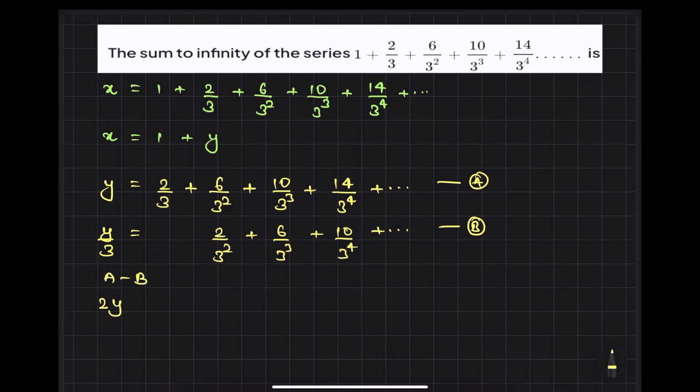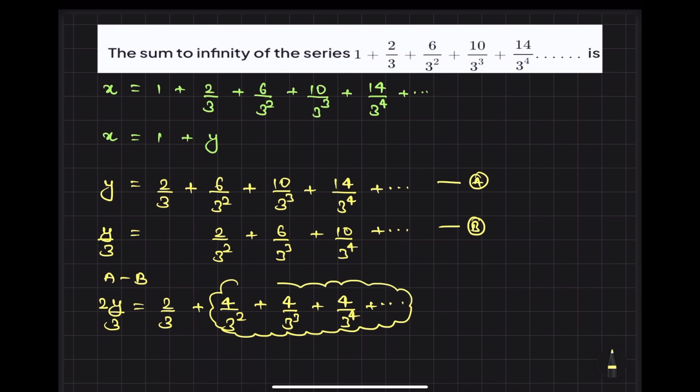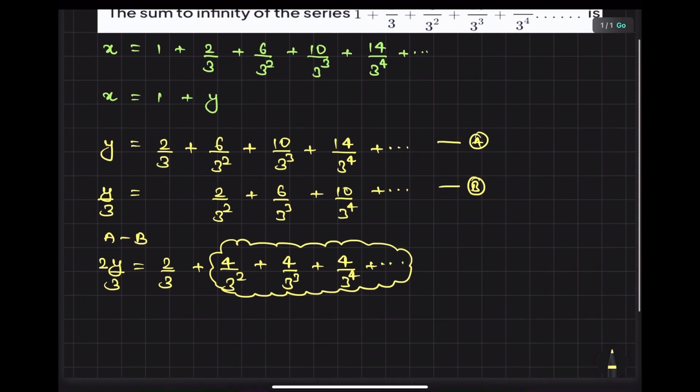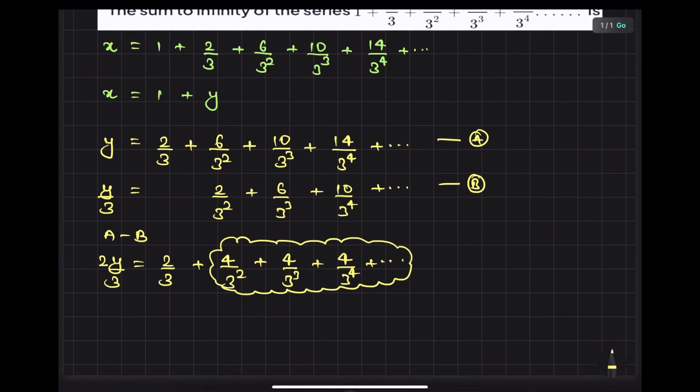So we will have 2y by 3. So we got 2 by 3. Then we got 4 by 3 square. Then we got 4 by 3 cube. Then we got 4 by 3 power 4 dot dot dot. So if you observe, this thing is a proper GP of infinite terms. So like we can manipulate things.